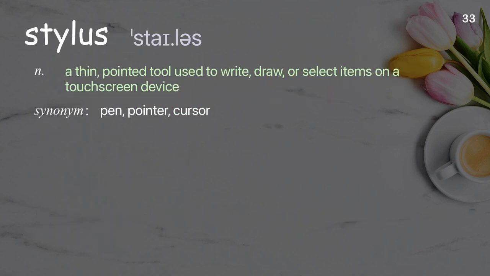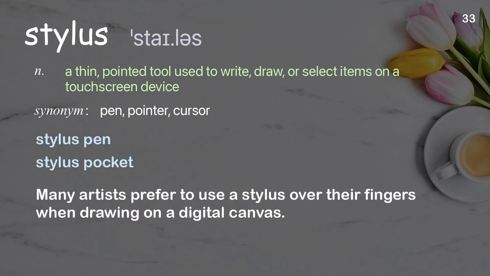Stylus. A thin, pointed tool used to write, draw, or select items on a touchscreen device. Examples: stylus pen, stylus pocket. Many artists prefer to use a stylus over their fingers when drawing on a digital canvas.